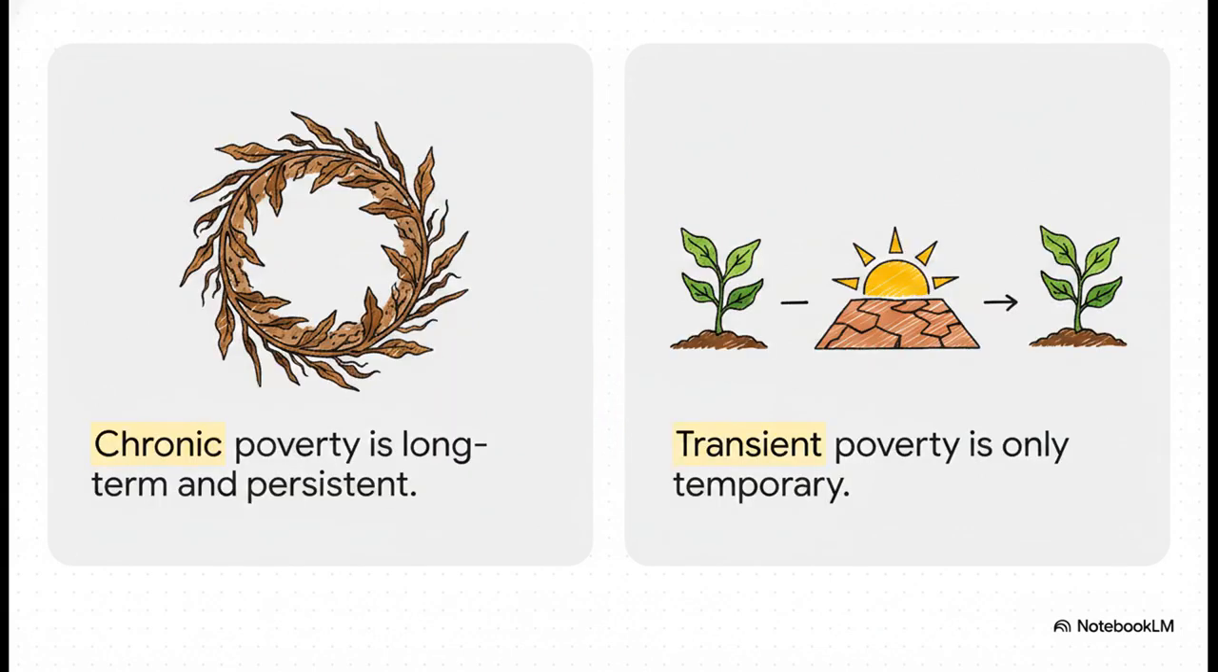You'll also need to distinguish between chronic and transient poverty, which is totally based on time. Chronic poverty lasts for generations. It's persistent, it's long-term, and a family just cannot seem to break the cycle. Transient poverty is, well, temporary. Think of a farmer who generally does pretty well, but a massive drought completely ruins the harvest this one year. For a few months, they fall into poverty, but they'll bounce back next season. A super easy way to remember this for your test: chronic is constant, transient is temporary.